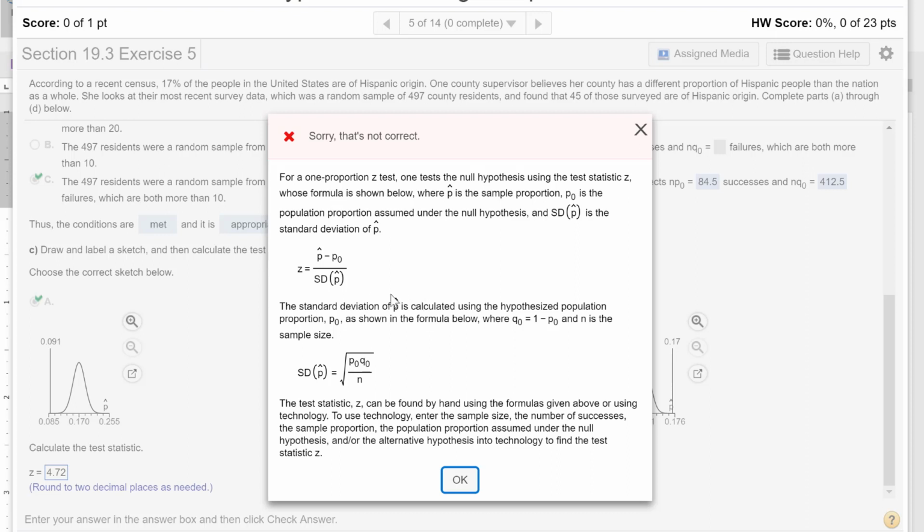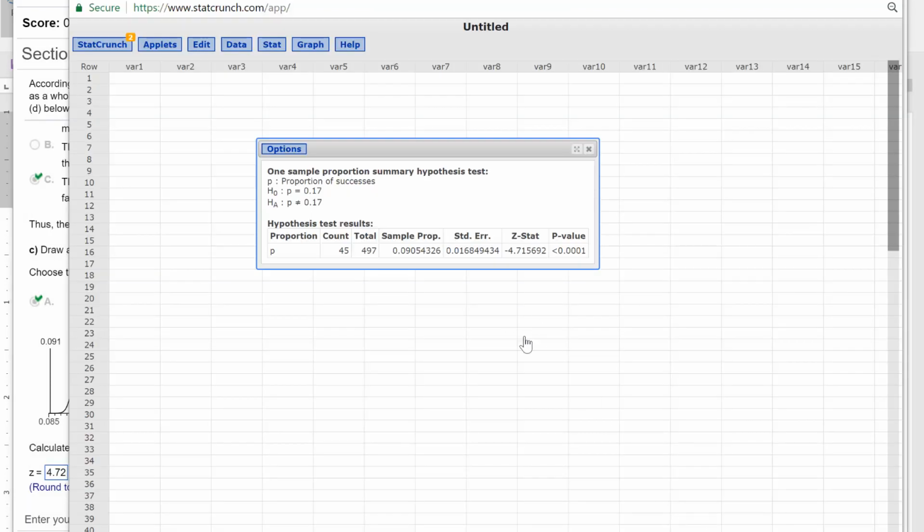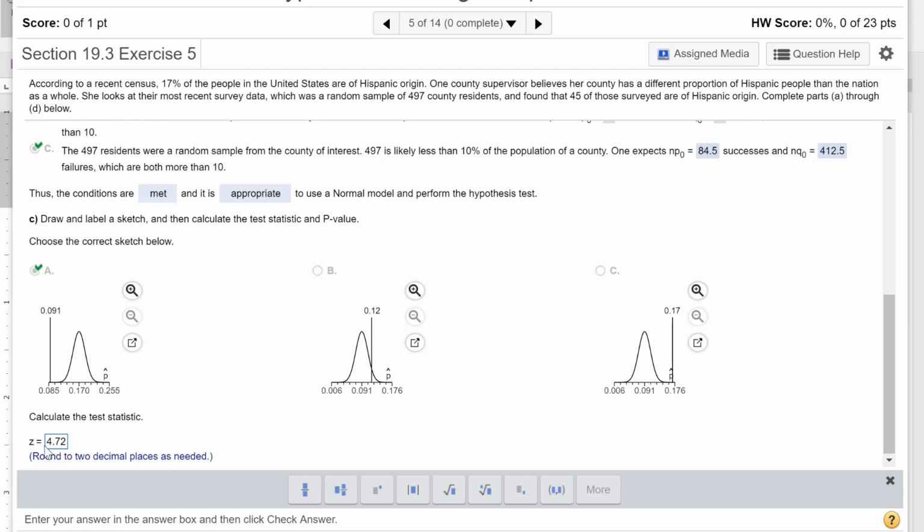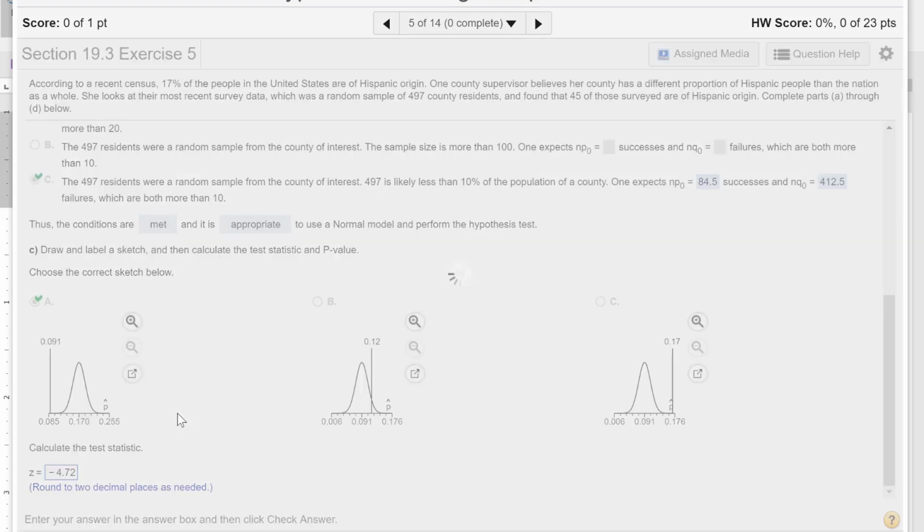But notice what they give. They give you how to do this by hand, and I don't want to do that. So sometimes they're trying to be helpful. Let's give them some credit. They are trying to be helpful here, but we're turning to the technology to crunch these out. And you see what I missed? I missed that negative sign there. It's negative 4.72. So let's pop that in. And that makes sense. It's less than. So my proportion that I got from my sample was certainly less than the mean proportion from the nation. There we go.